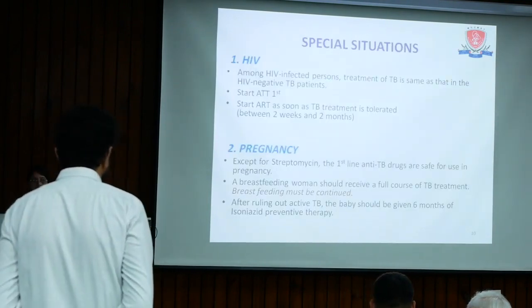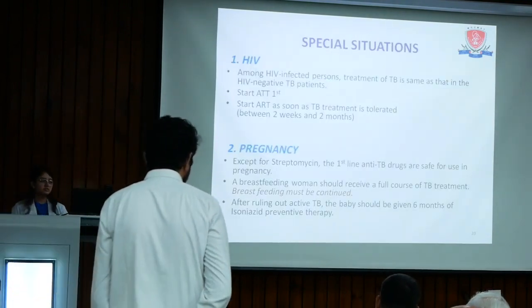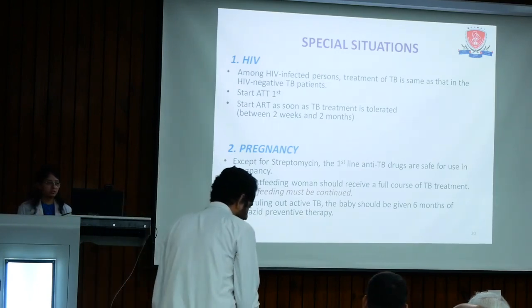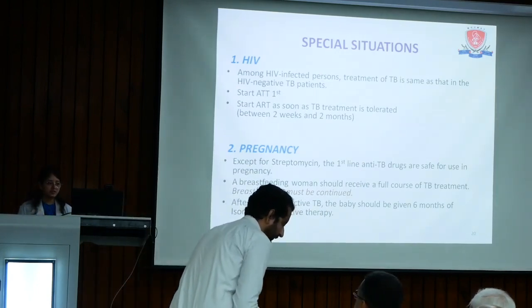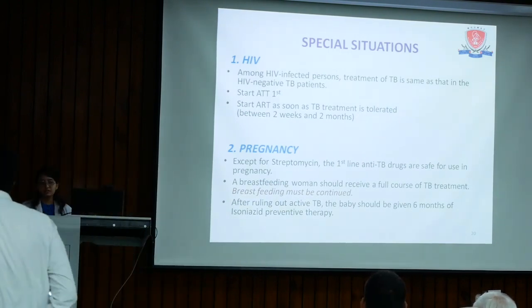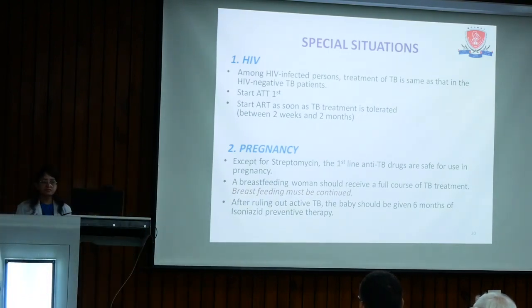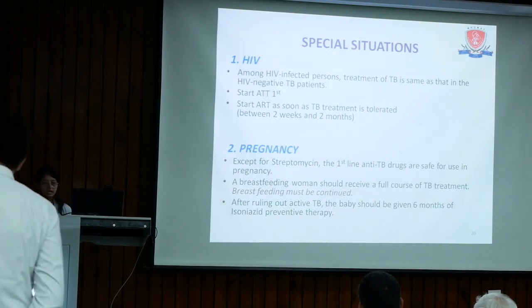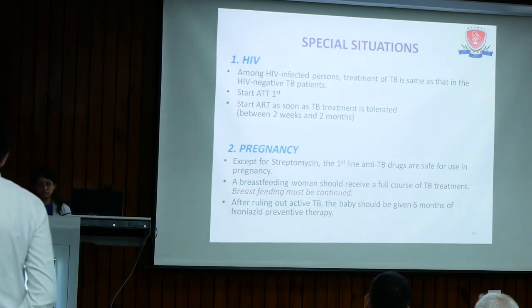Now, talking about some special situations. First, if the patient has HIV with tuberculosis. Among HIV infected persons, the treatment of TB is the same as in HIV negative TB patients. We have to first start the anti-tubercular drugs, and we will start the ART as soon as the treatment is tolerated. It is started between 2 weeks and 2 months.